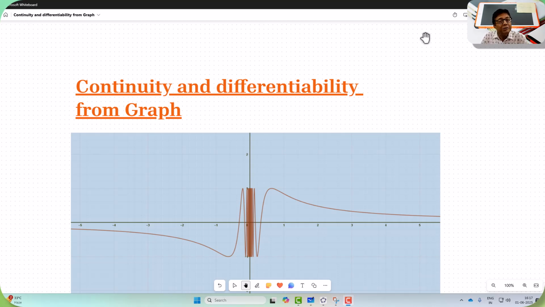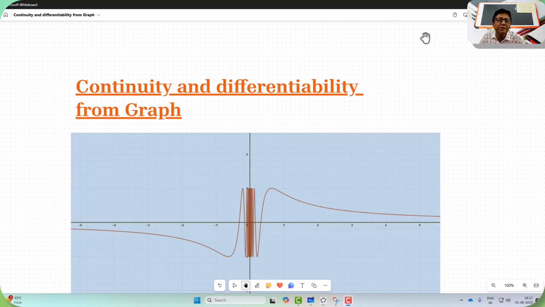For a continuous function, you can define it as the function whose graph can be drawn without any break, without lifting your pen or pencil. This is the meaning of continuity. Continuity means continuity of its graph.